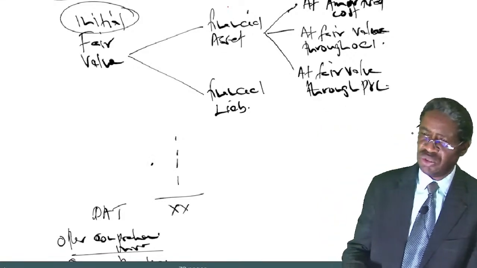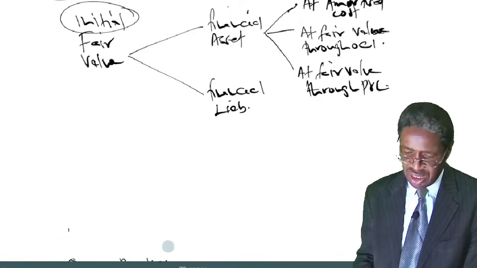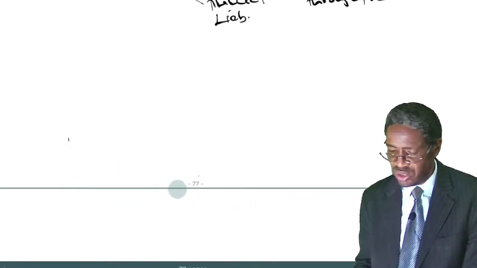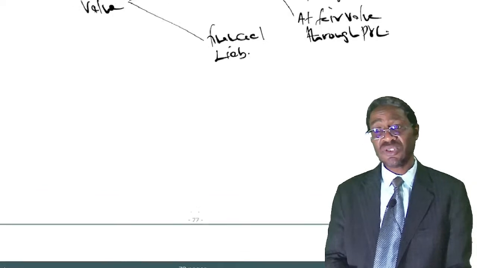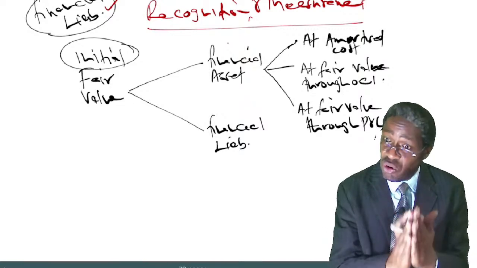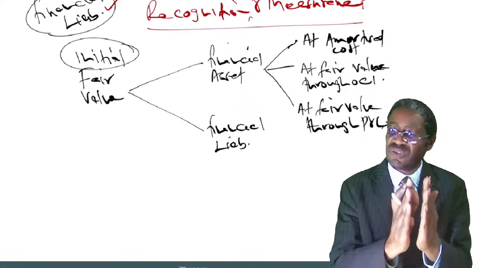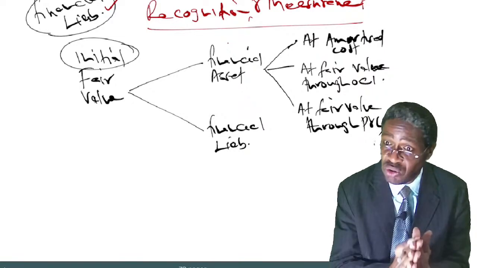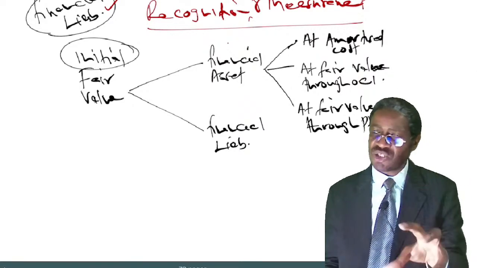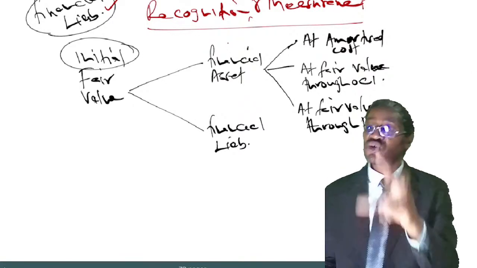So now you know that there are three ways in which financial assets can be remeasured. Sometimes you are told to explain. You are told a question like this: state how financial assets should be recognized. Explain the treatment of financial assets at initial recognition and subsequent measurement. I've told you all financial instruments should be measured at fair value at initial recognition. Subsequent measurement, I've told you, depends.